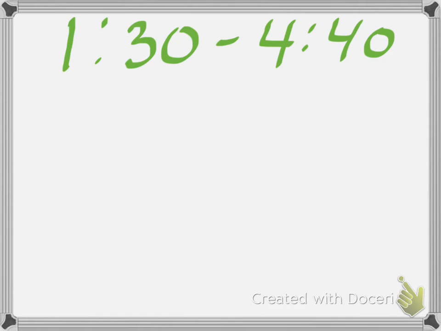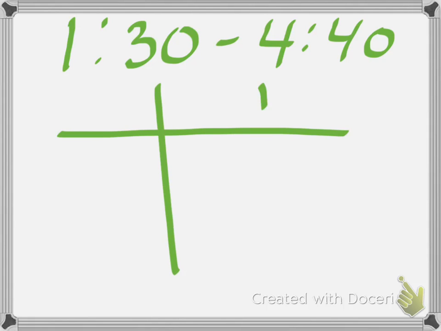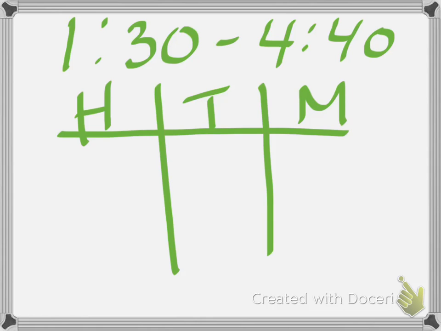Okay, I'd like you to go ahead and try this one on your own. Figure out the elapsed time from 1:30 to 4:40. So you need to go ahead and create your graphic organizer with T in the middle, H on the left, M on the right for minutes. Go ahead and pause me and figure this out. Okay, so you are hopefully coming back. You've come back from trying it yourself.